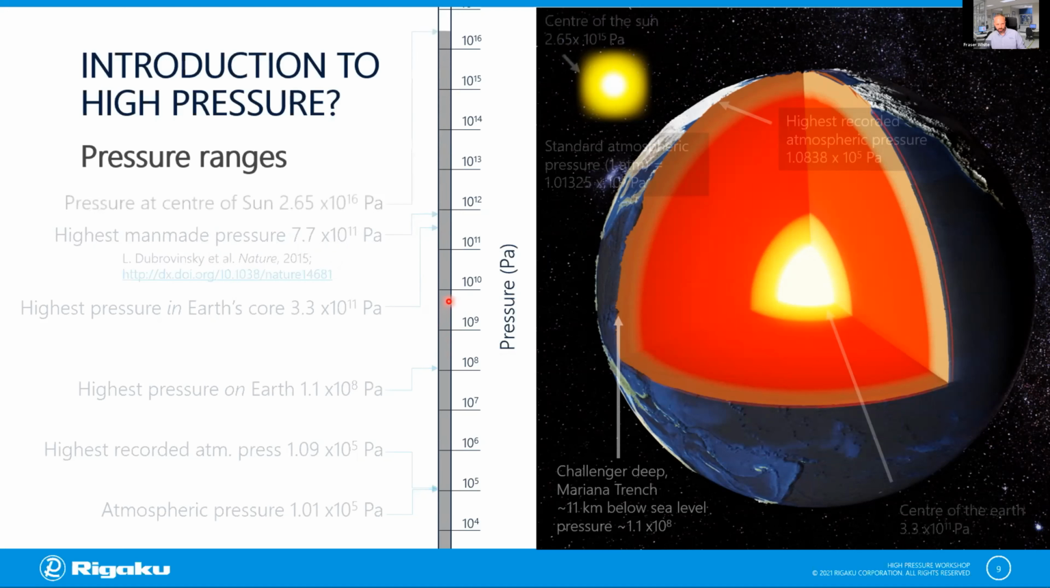Just for the sake of completeness, since we have the sun in the picture, the pressure at the center of the sun is estimated to be something like 2.65 times 10 to the 15 pascals. That's a very large step up. Our topic for today and tomorrow is high pressure research, and that's all taking place within this range here, going from atmospheric pressure up to this highest recorded pressure of 7.7 times 10 to the 11. Most of these high pressure experiments will be in the top half of this, because we generally are not going up in such small steps with the equipment that we use.